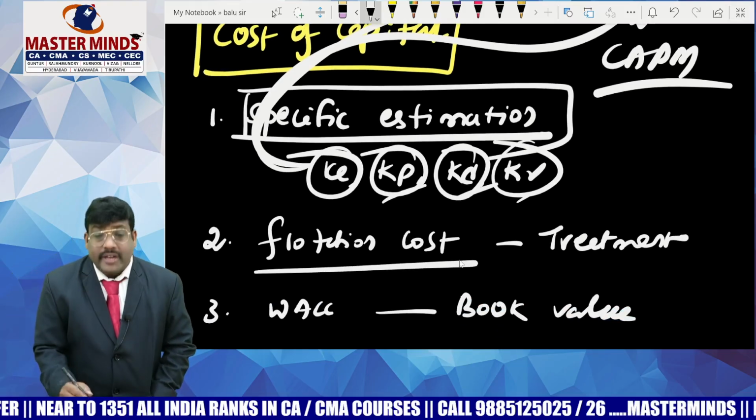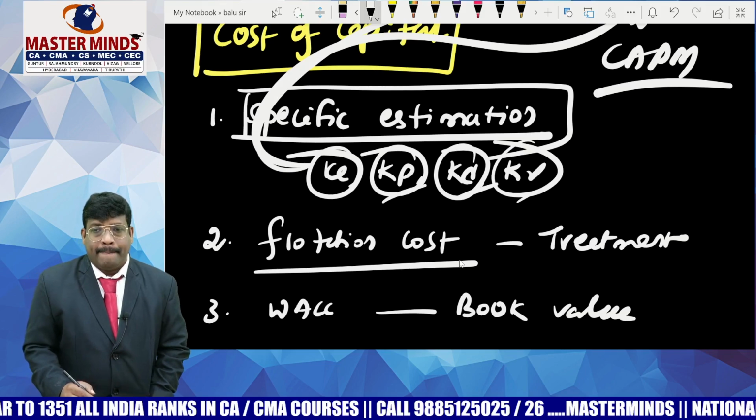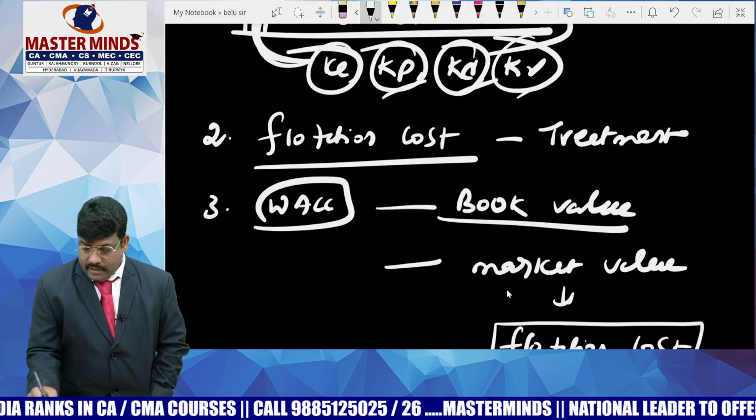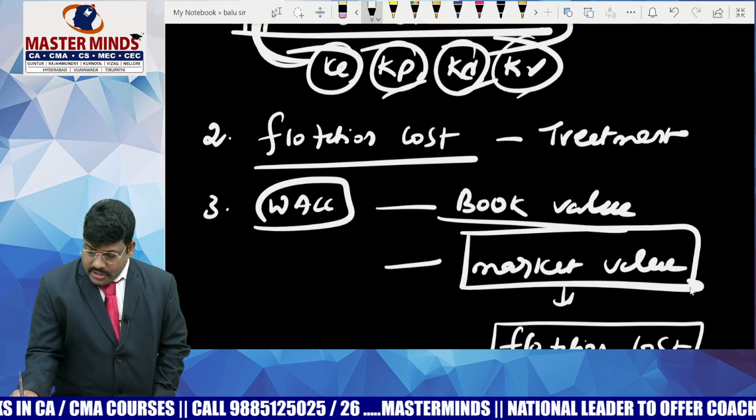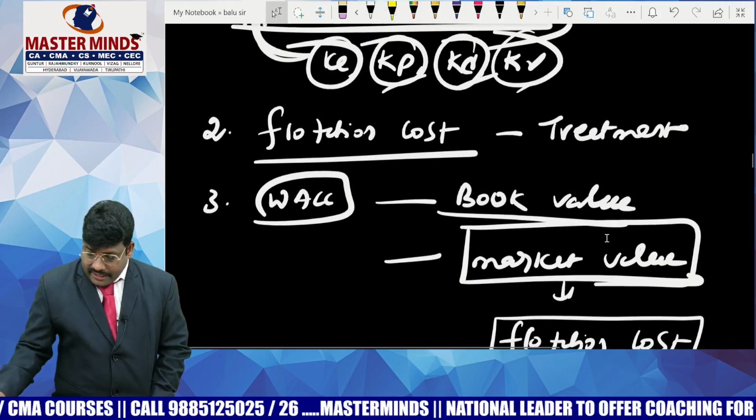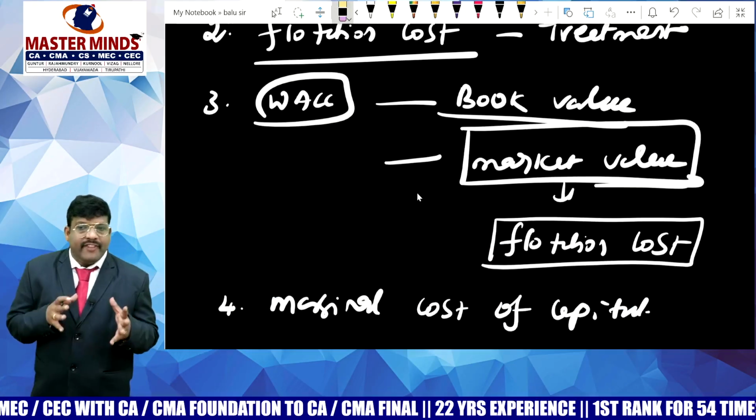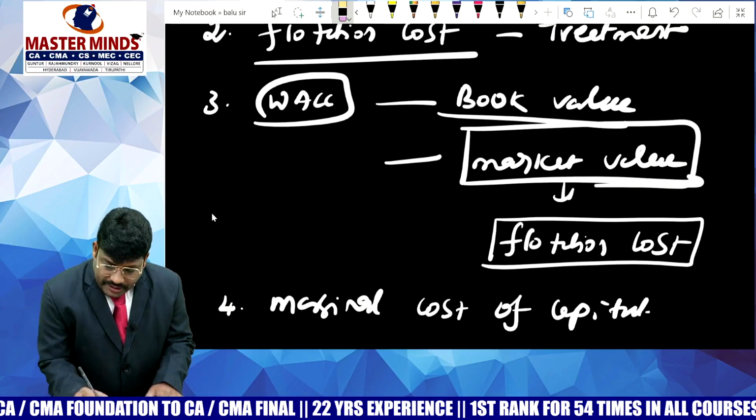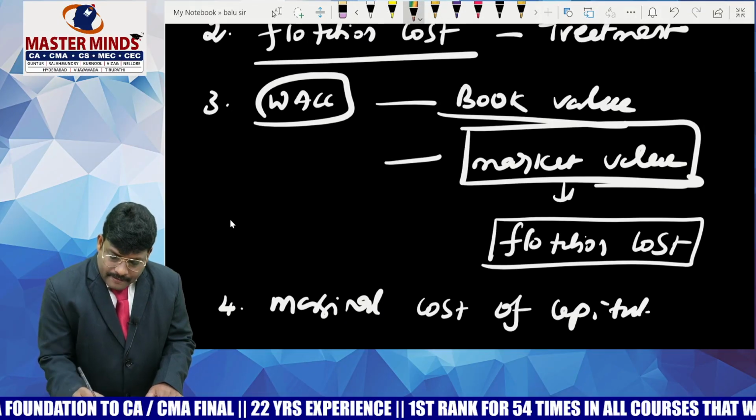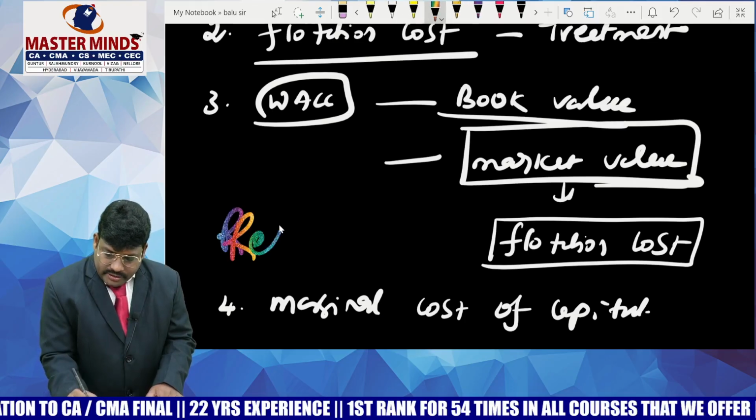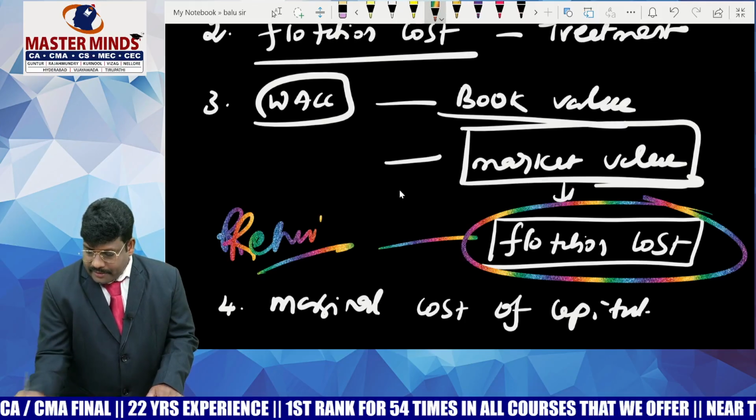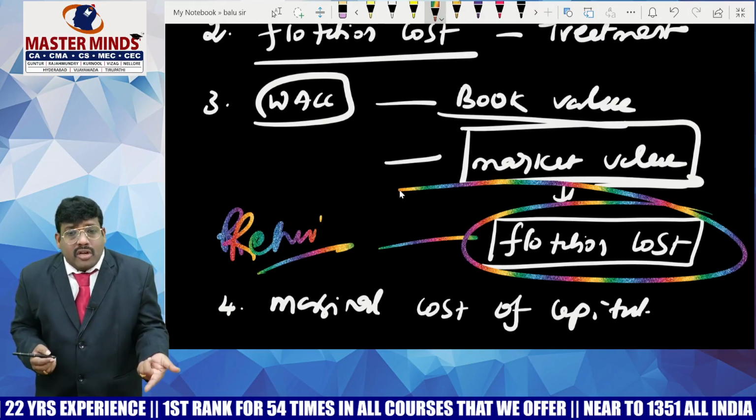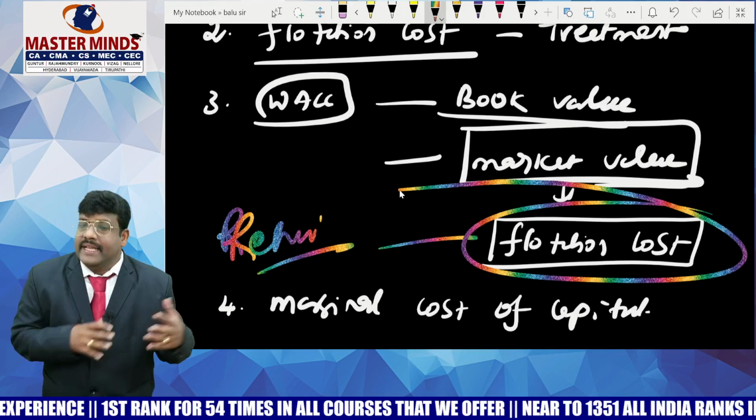Then what is the treatment of flotation cost when the assumption is ignored? At the same time, calculation of weighted average cost basing on book value and basing on market value. So dear students, while calculating weighted average cost of capital basing on market value, particularly with respect to retained earnings calculation, what about the treatment of flotation cost? When flotation cost is there, should we consider retained earning cost or not? When flotation cost is not there, then what is the treatment?